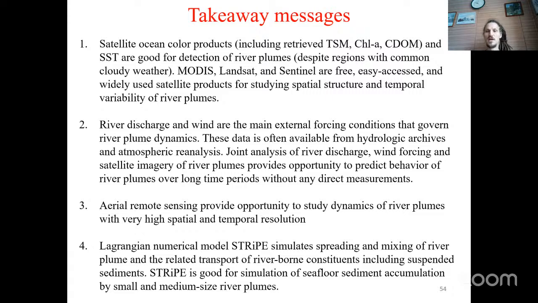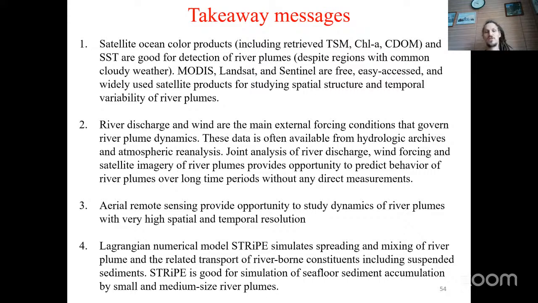where sediments are deposited, the first approximation will be after you look at satellite imagery and you see the area of the plume, the form of the plume, how long the plume is, and where it is spreading. You can get this data for small rivers easily from satellite products, from ocean color products and sea surface temperature. MODIS, Landsat, and Sentinel are free, and they can be used for this kind of preliminary research.